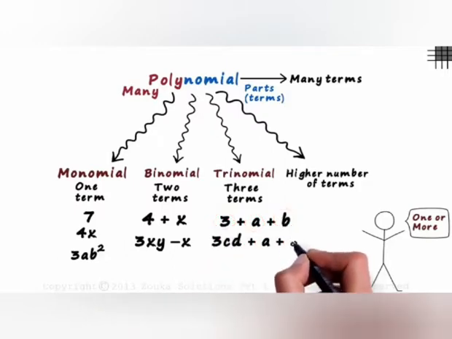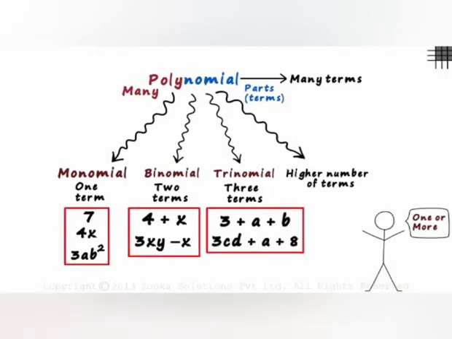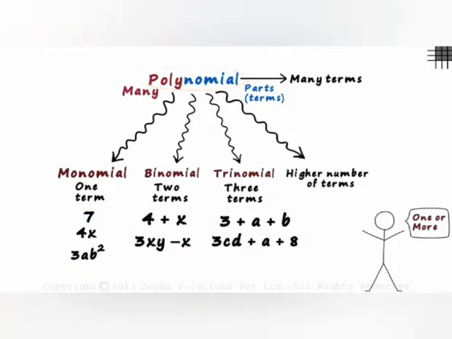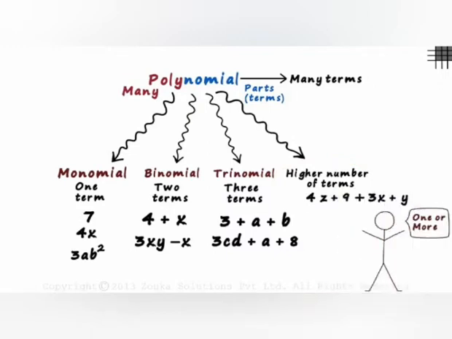3cd plus a plus 8. And now it has three terms. Now all of these examples come under the same common name, polynomial. It can be any number of terms also, like 4x plus 9 plus 3x plus y. It has more than three terms, and this is also called by the same name, polynomial. Is there any doubt, children? Yes, children, these are the basic concepts of polynomials which we studied in class 8.